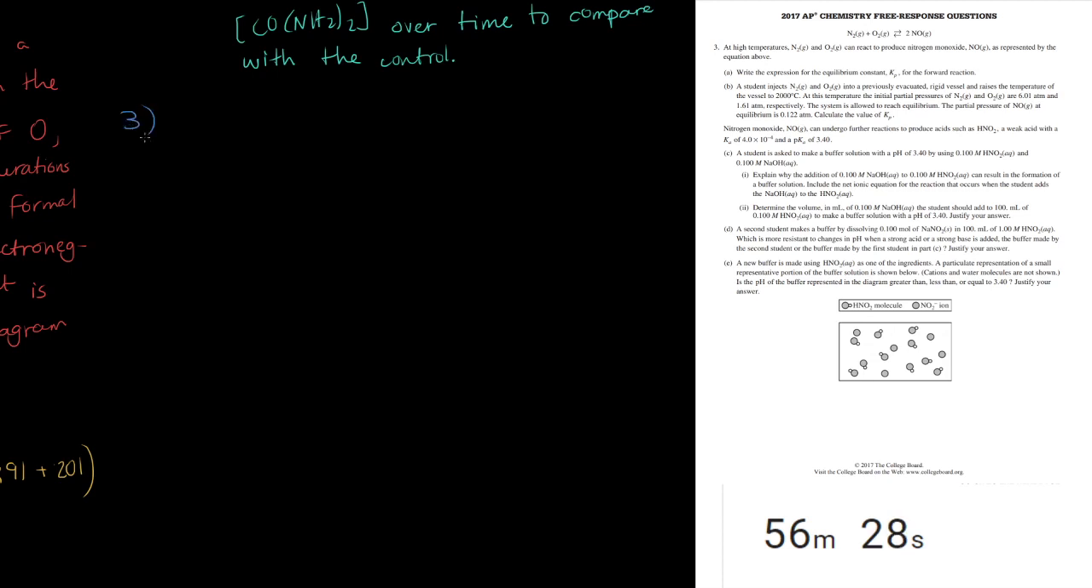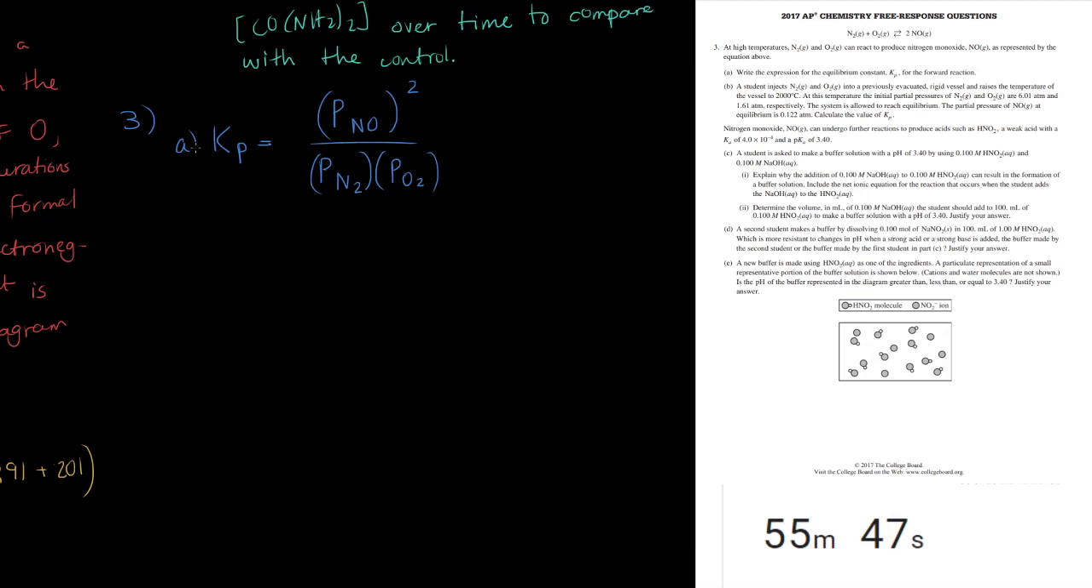So question 3 says, at high temperatures, nitrogen and oxygen can react to produce nitrogen monoxide, as represented by the equation above. Write an expression for the equilibrium constant Kp for the forward reaction. Okay, for the forward reaction, Kp implies in terms of partial pressures. So these are all gases. We're going to include them all. We have the partial pressure of NO gas, remember that we square this because of that 2 coefficient, divided by the partial pressure of the N2 times the partial pressure of the O2. And it's as simple as that.